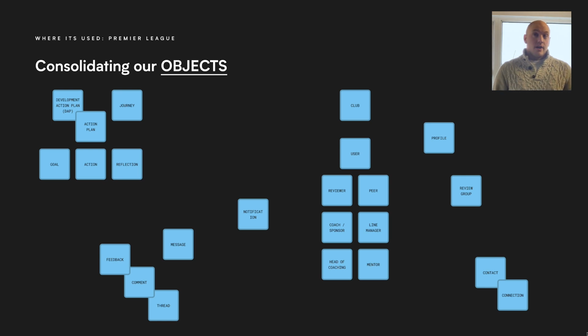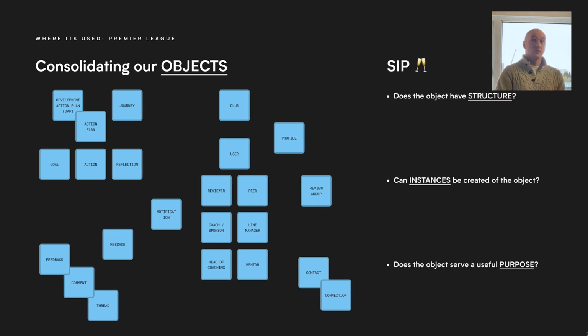So that's one of the great things about going through this process. It's starting to get that alignment. But working out what an actual object is, we can use an acronym called SIP, and that basically stands for structure, instances, and purposes. And for an object to exist, it needs to answer these three questions.